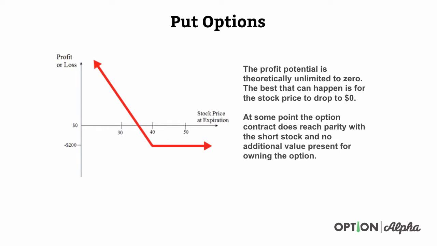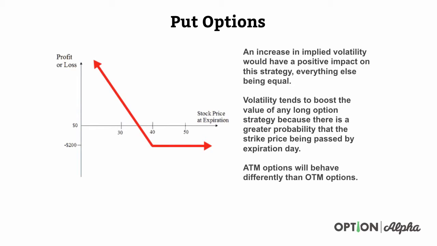Okay? So again, profit potential is theoretically unlimited, just to zero. Obviously, the stock can only drop to zero, so we have unlimited, and you'll see unlimited in a lot of places, but it's really to zero. You can only make as much money as the current value to zero. At some point, the options contract again does reach parity with the short stock, meaning there's no additional value present in owning the option. That's usually if the option goes very deep into the money, and then at that point, every dollar move down that the stock makes, the option value goes up by $1 as well.